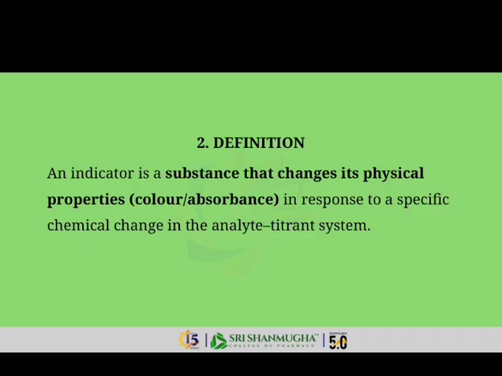Next, definition. An indicator is a substance that changes its physical properties in response to a specific chemical range in an analyte or titrant system.